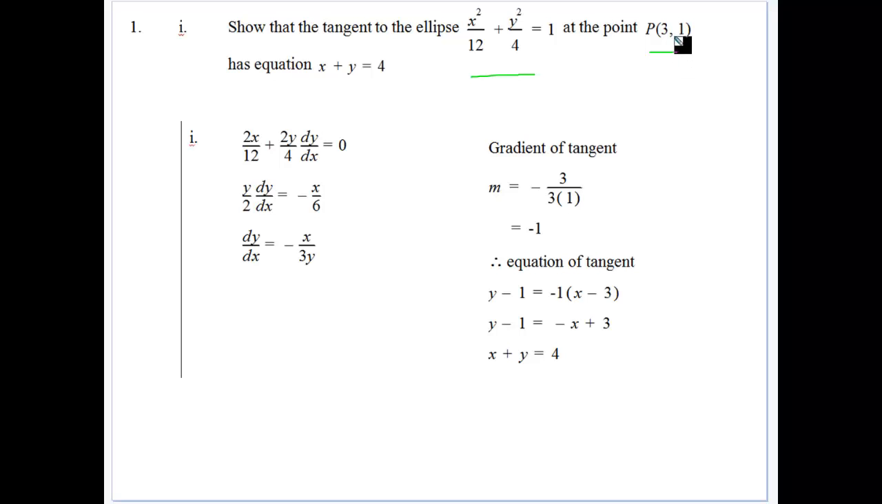So at the point (3,1), we can just substitute x and y in. That gives us our gradient of the tangent there, so minus 1. We've got our point and there's our gradient, so once we've got to that point, it's not too hard to get the equation of the tangent. So there's the first part.